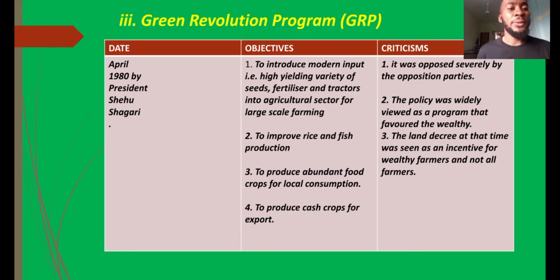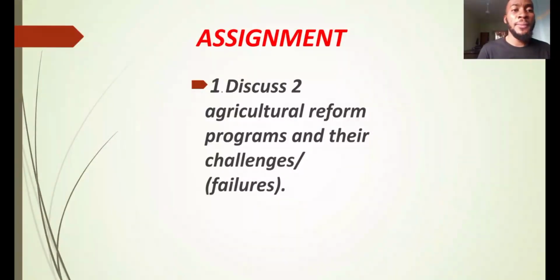That is where we're going to stop for today. But before you go, here is the assignment. Discuss 2 agricultural reform programs and their challenges or failures. To be submitted on or before 10 a.m. on Wednesday.